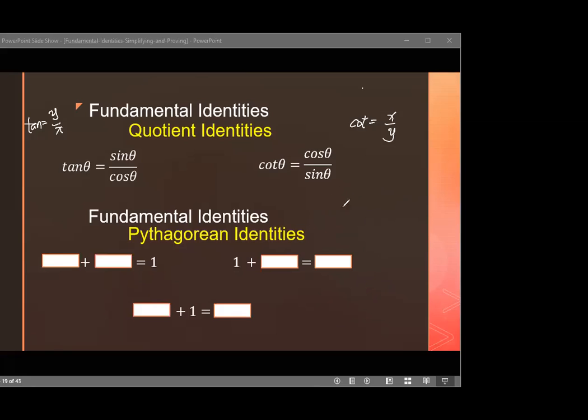So given that, let's now use this formula. y squared plus x squared equals 1.